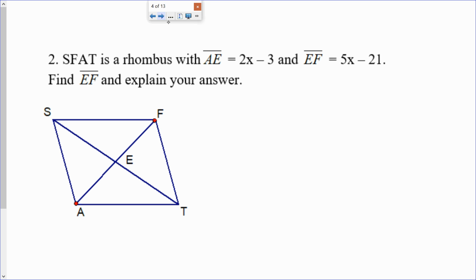SFAT is a rhombus with AE equal to 2x minus 3, and EF equal to 5x minus 21. Find EF and explain your answer. Well, these two segments are congruent. So I want you to do two things. I want you to give me an equation to represent the situation, and I want to know why. So take about 15-20 seconds to set up your equation and tell me why. What property are we using that applies to this problem?